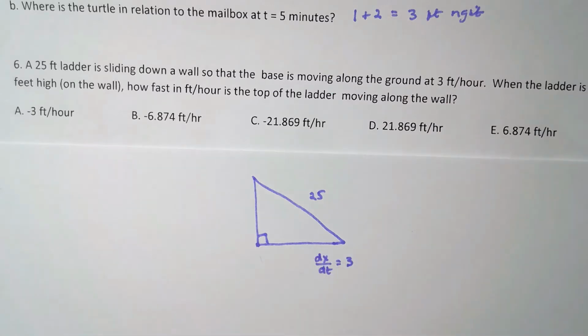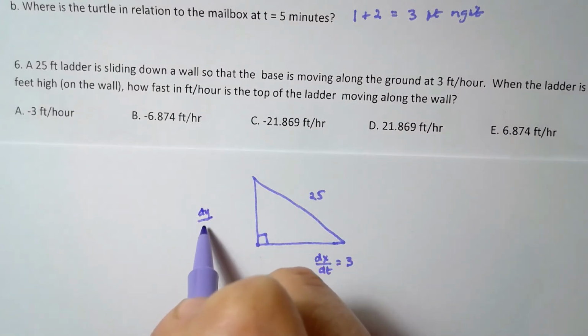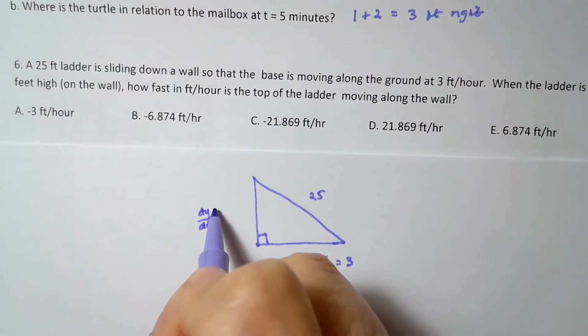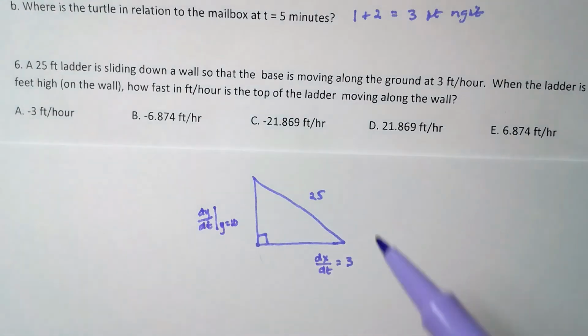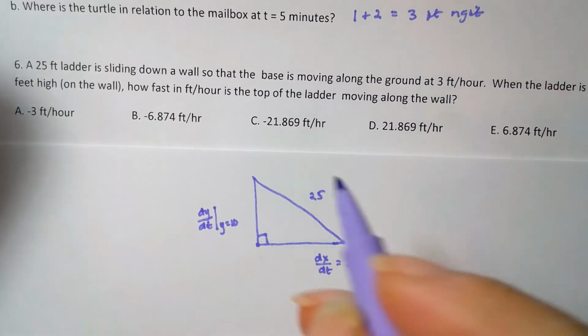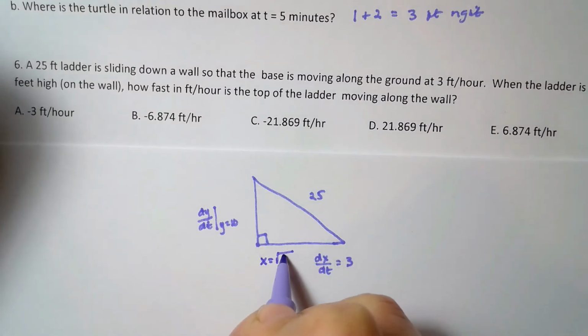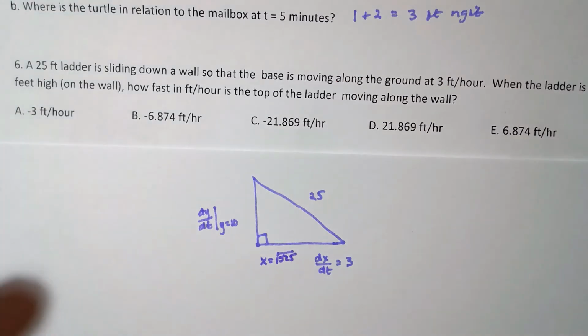Okay. When the ladder is 10 feet from the wall, how fast is the top of the ladder moving along the wall? Okay, so I'm trying to find dy/dt when y is equal to 10. So I know y is equal to 10. I know this is 25, and by the Pythagorean theorem I can find the other missing side, right? 25 squared minus 10 squared. So it's what, 525? And that's not a perfect square, so I'm going to let x equal root 525. I'm just going to leave it like that, and you should too.